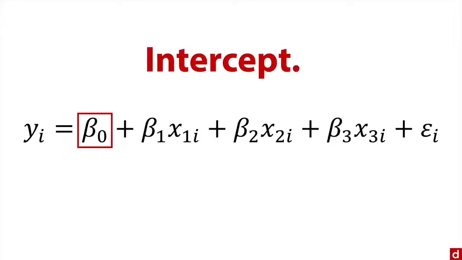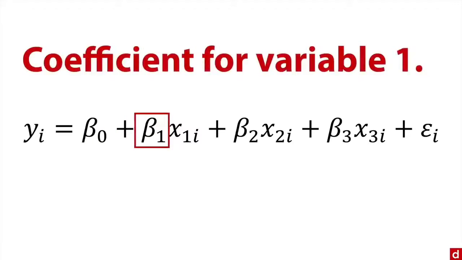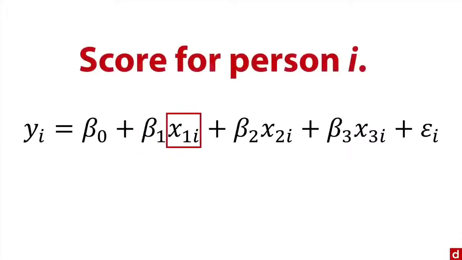But right next to it, we have the coefficient for variable 1. So beta, which means a coefficient, sub 1 for the first variable. And then we have variable 1, and x1 means variable 1, and the I means it's the score on that variable for person I, whoever we're talking about.